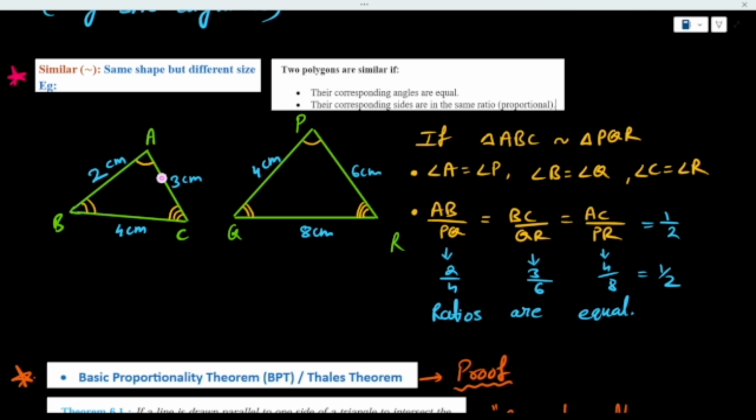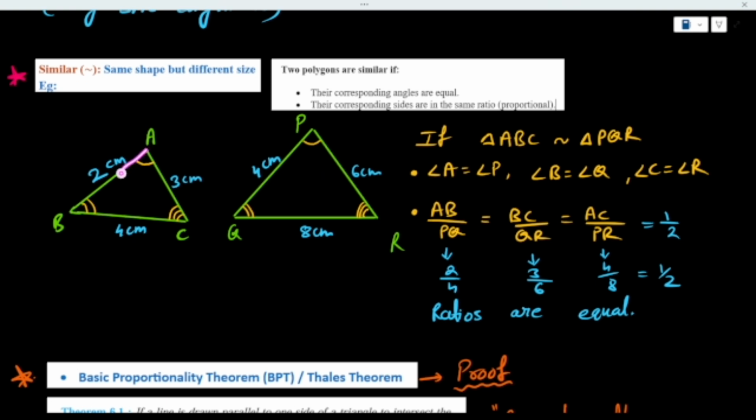Here they are not the same in size, but whenever two triangles are similar, their corresponding angles are equal. You can see here angle A is equal to angle P, angle B is equal to angle Q, angle C is equal to angle R. So A corresponds to P, B corresponds to Q and C corresponds to R. If the two triangles are similar, then their corresponding angles are equal and their corresponding sides are in the same ratio, or they are proportional. What does that mean here? Ratio means you are doing a comparison.